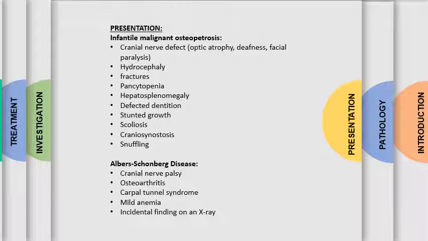Defective dentition. Stunted growth. Scoliosis. Craniosynostosis, early closure of sutures causing stunted brain development. Snuffling, nasal sinus architecture abnormality. A patient presenting in adulthood with Albers-Schoenberg disease will have cranial nerve palsy, osteoarthritis, carpal tunnel syndrome, mild anemia, or be found incidentally on an X-ray.